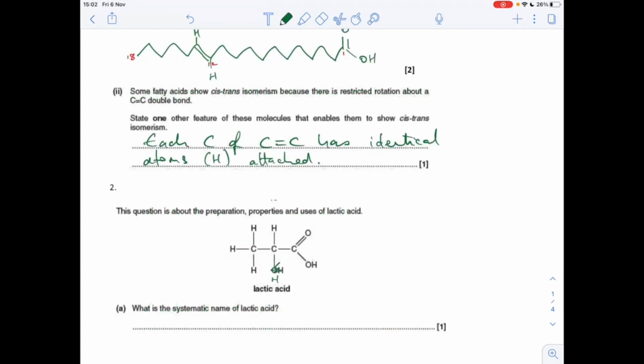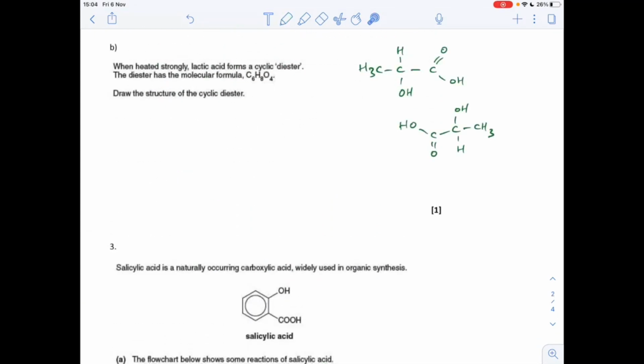Question two, if the OH group was a hydrogen, that would be propanoic acid. It's not a hydrogen, it's a hydroxyl group, so we call it 2-hydroxypropanoic acid. So moving on to part B, we've got to suggest the structure for the cyclic diester.